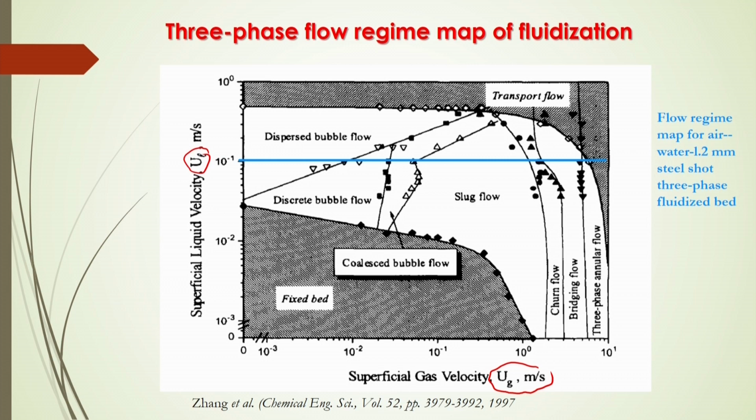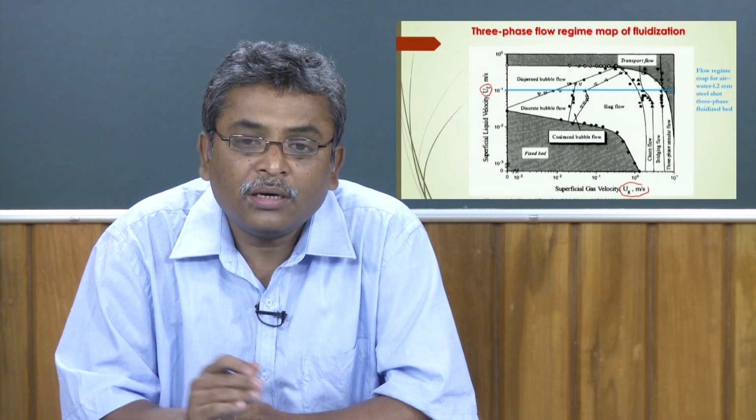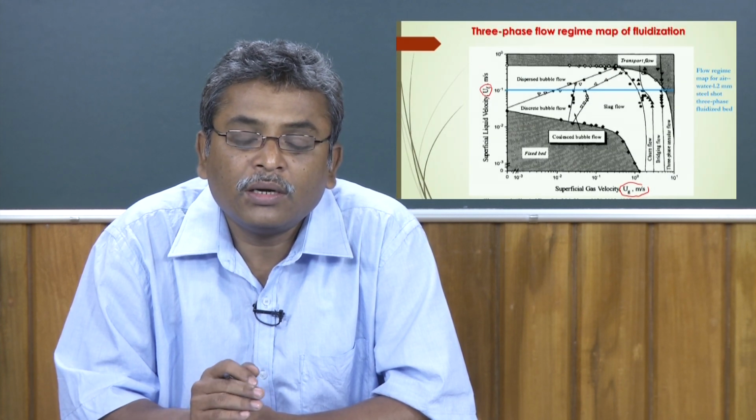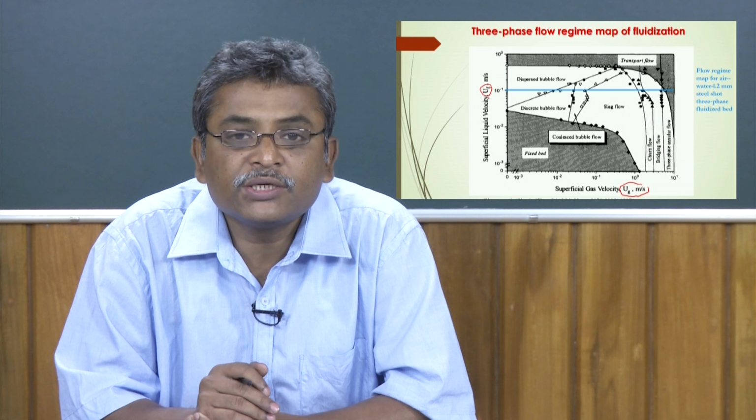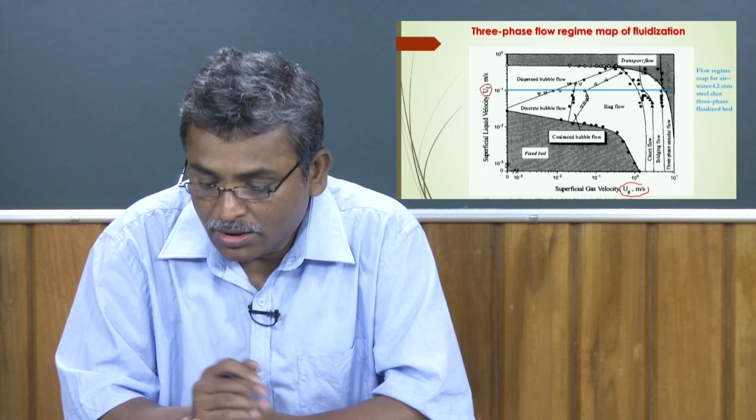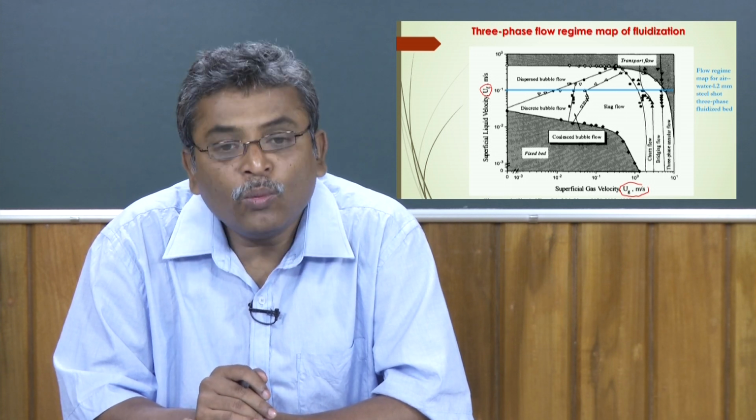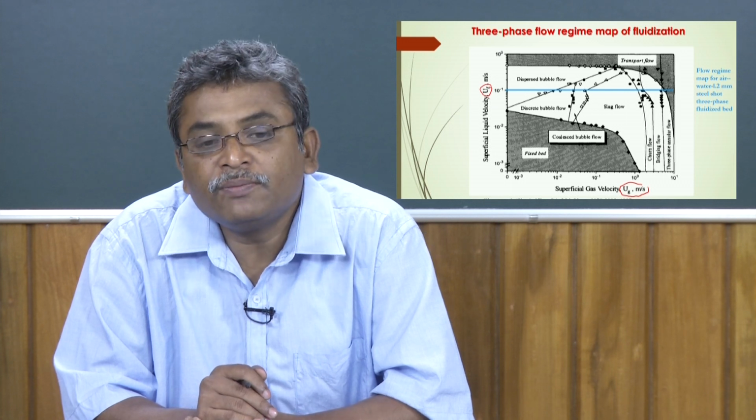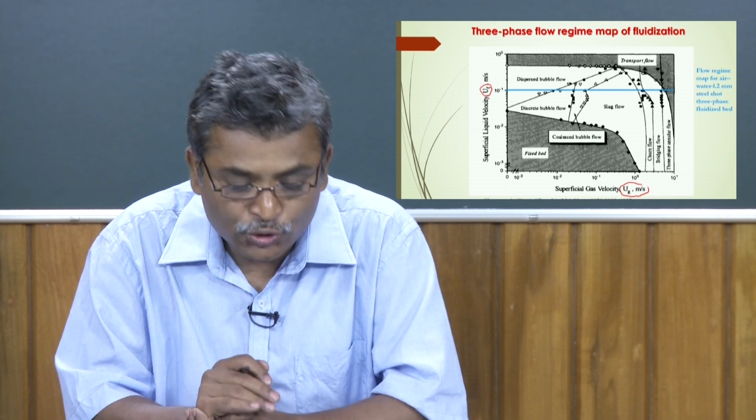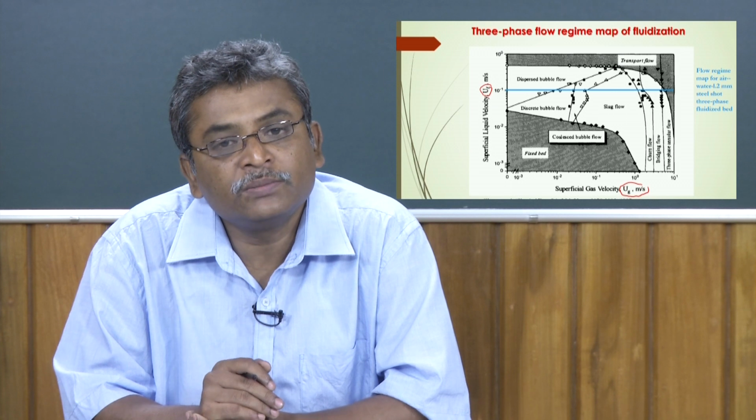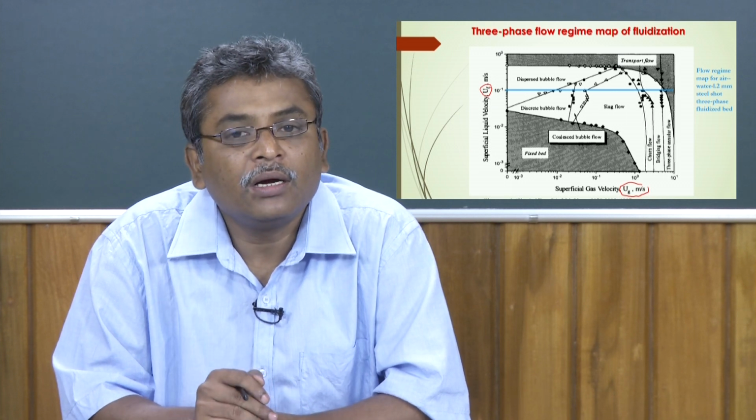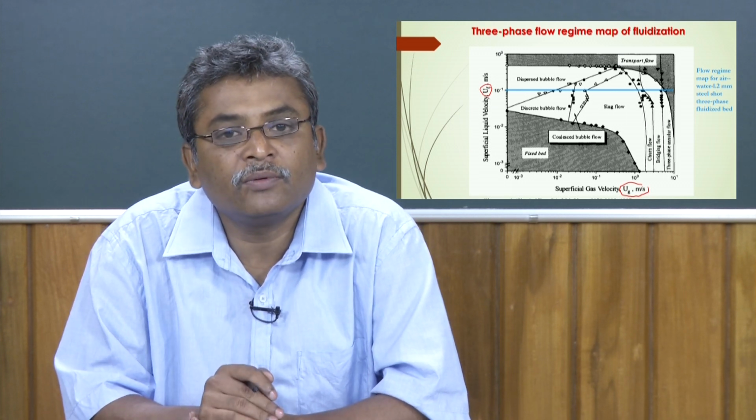Now, suppose you want to run a fluidized bed with this air-water and steel shot of diameter 1.2 millimeter in your laboratory. Now, you want to run this fluidized bed with a slug flow, then what should be the gas velocity, what should be the liquid velocity, that you can actually obtain from this flow regime map.